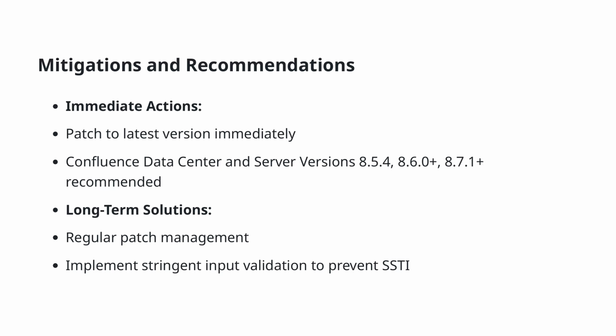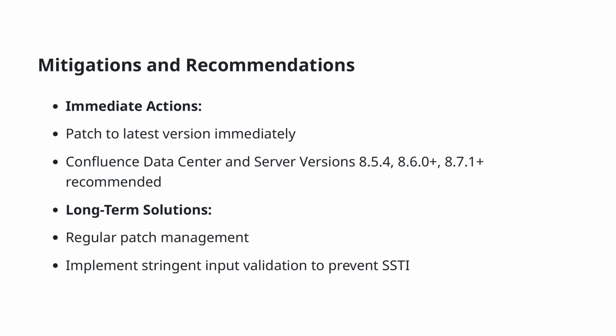Now that we have demonstrated the exploitation process using a proof of concept script, let's shift our focus to mitigations and recommendations to secure your systems against such vulnerabilities. First, you should take immediate action by patching your Confluence instance to the latest version available. Specifically, for Confluence Data Center and Server, it is recommended to upgrade to versions 8.5.4, 8.6.0 Plus, or 8.7.1 Plus to address the vulnerability effectively.